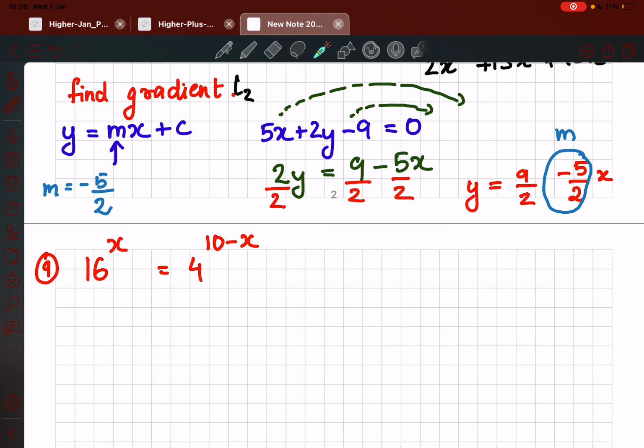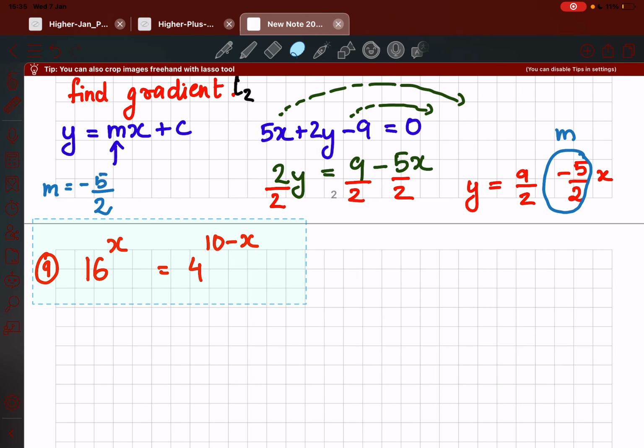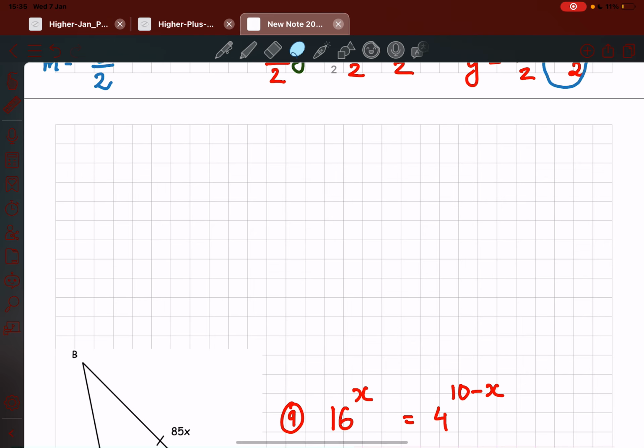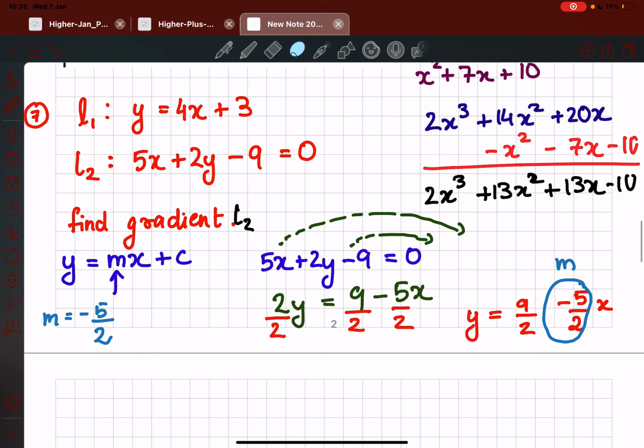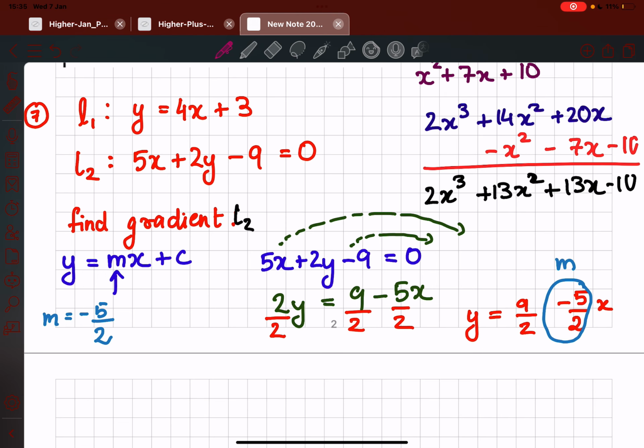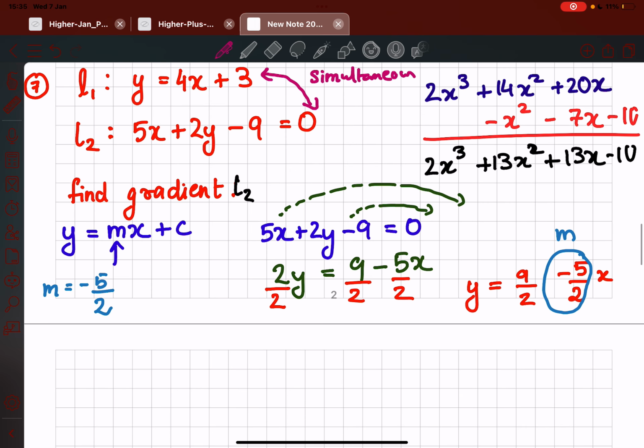Right, before we move on, we'll also do one more question, which is finding the point of intersection of these 2 lines. If you ever want to find the point of intersection between 2 lines, between 2 curves, a line and a quadratic, 2 quadratics, whichever, whenever you hear the words point of intersection, I want you to remember we are doing simultaneous equations. So we've got y equals 4x plus 3.